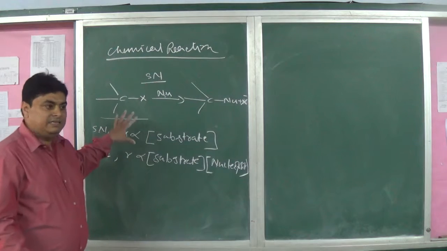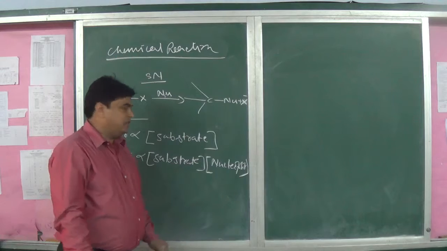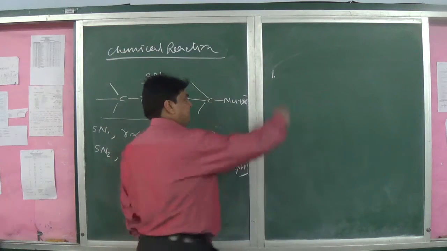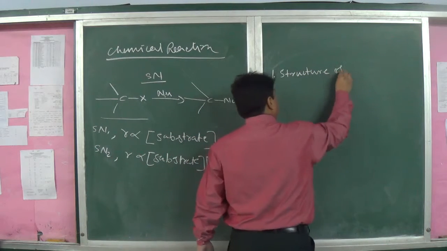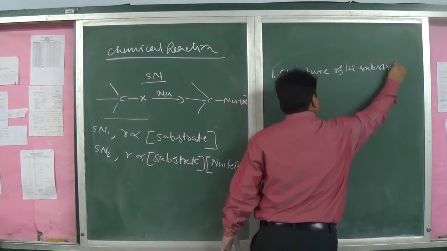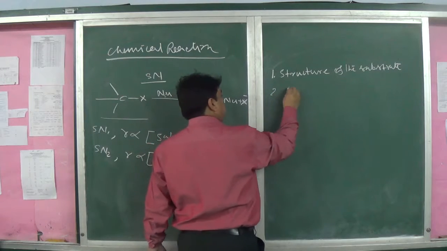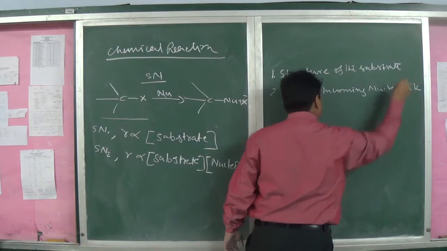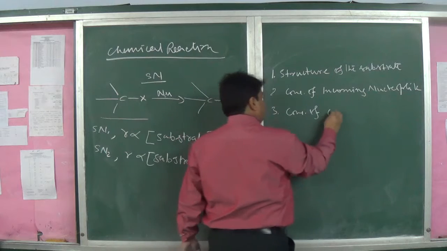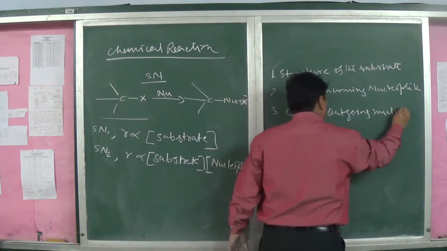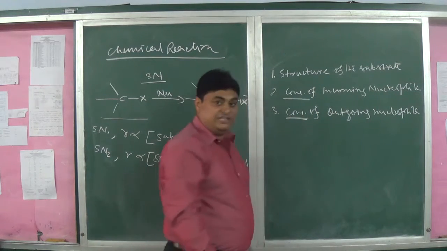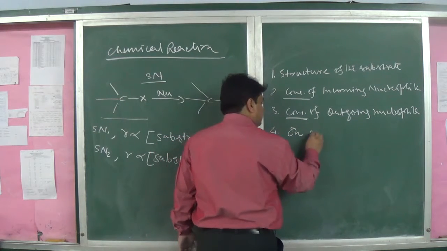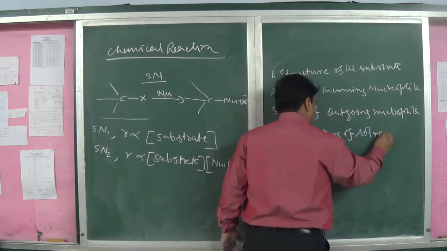Apart from this general definition, let us analyze the different factors on which the rate of this reaction actually depends. Point number one is the structure of the substrate. Second is the concentration of the incoming nucleophile. Third is the concentration of the outgoing nucleophile. Instead of concentration, we can say the nature of the incoming nucleophile and the nature of the outgoing nucleophile. And the fourth point is the nature of the solvent that we are using.